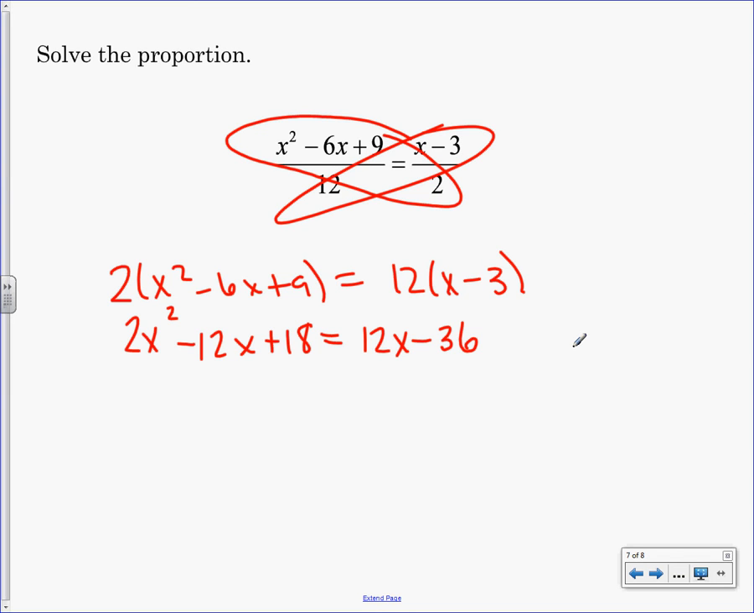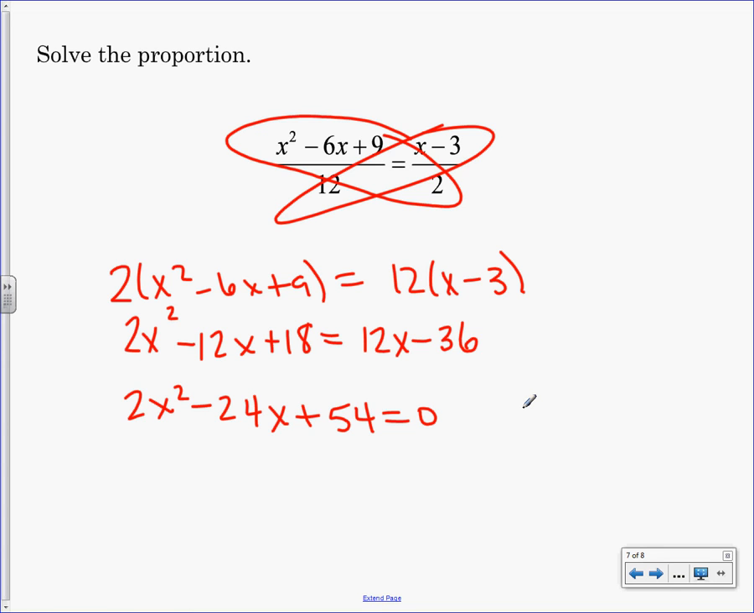Okay? So I've got 2x squared still. That's not going to change. Minus 12x and minus this 12x is minus 24x. Positive 18 plus 36 more is 54. So I have descending order equal to 0. X squared is positive. Okay? Because x squared is positive, factoring is an option.